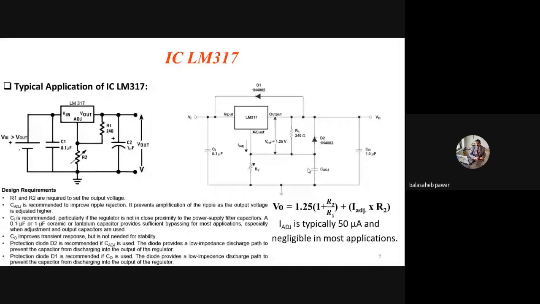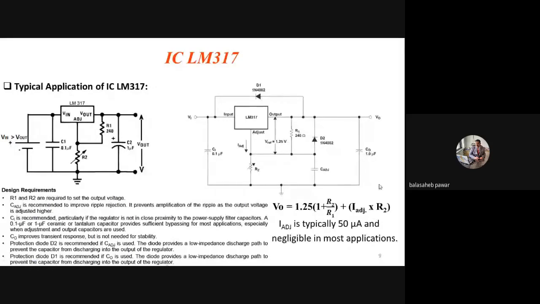But whenever the load connected to the output pin of this regulator IC consumes somewhat more current, then the charge stored by this adjustable capacitor may start to discharge to the output pin. So to avoid it, diode D2 is preferred. Similarly, diode D1 is recommended if CO, this 1 microfarad capacitor, is used to improve the transient response. Then in that case, it is recommended to use this diode D1, right?